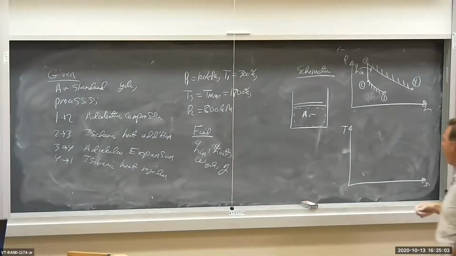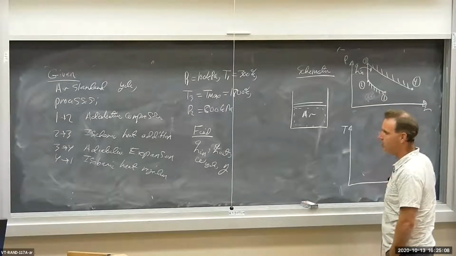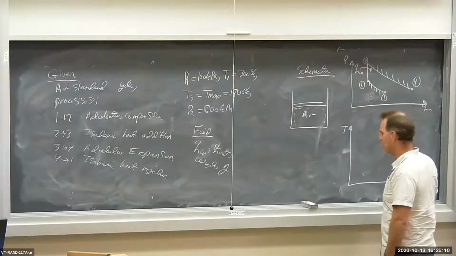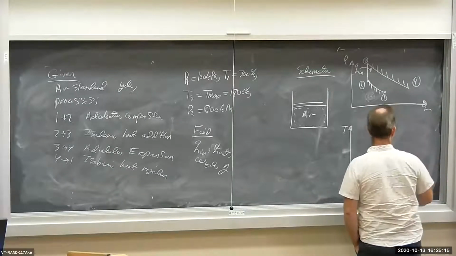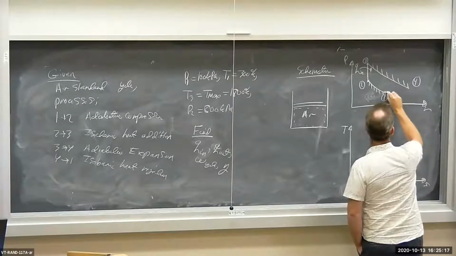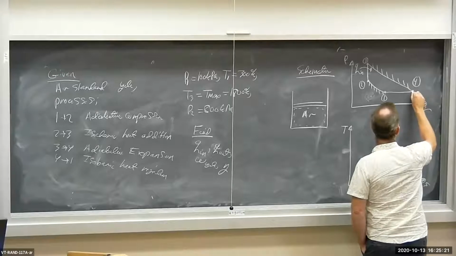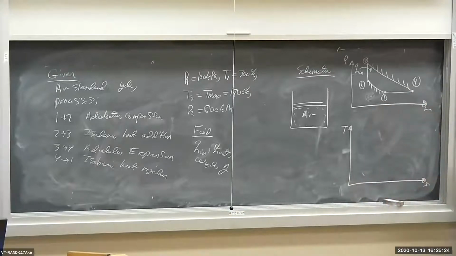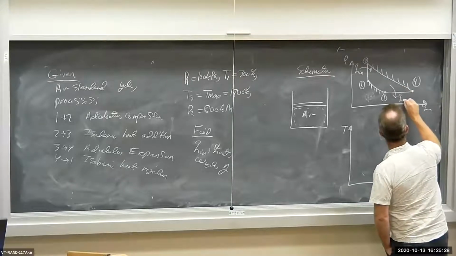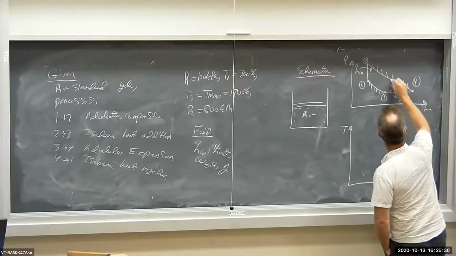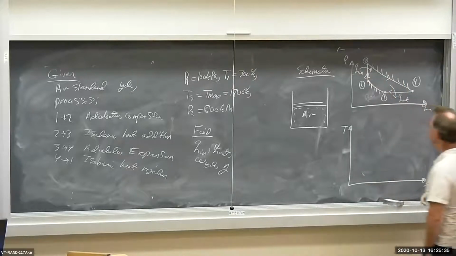And then 4 back to 1. Might have to adjust this point. 4 back to 1 is isobaric heat rejection. So constant pressure, heat rejection. I think I need to go out a little further here, because 4 to 1 is constant pressure. So there we go. There's state number 4, and we're going to be rejecting heat, Q out, from 4 to 1. The process works in the clockwise direction.